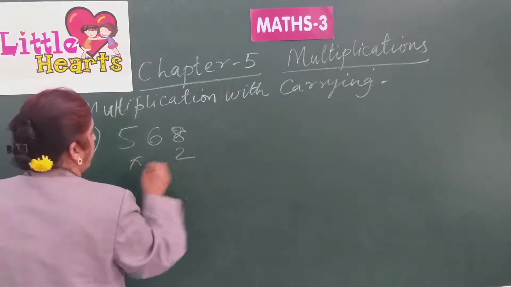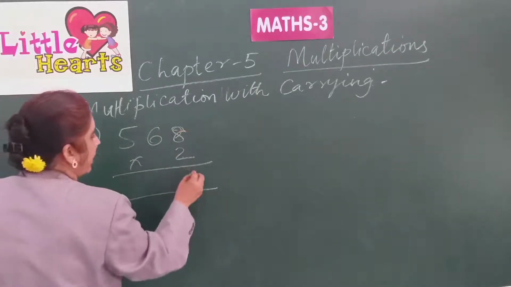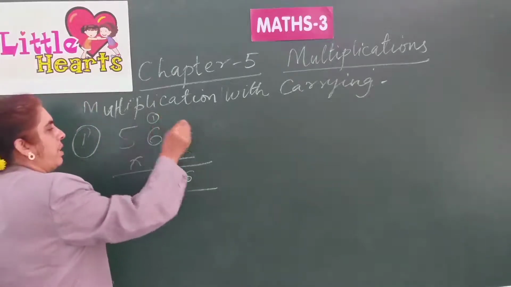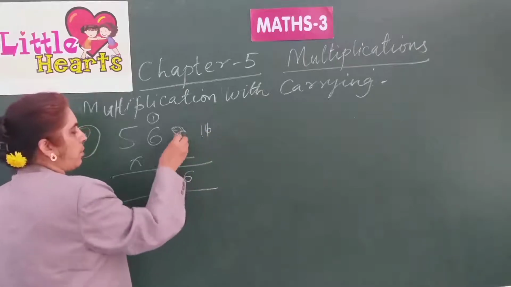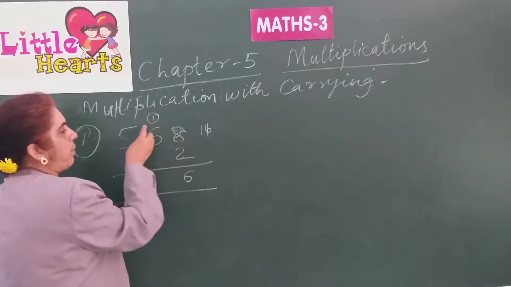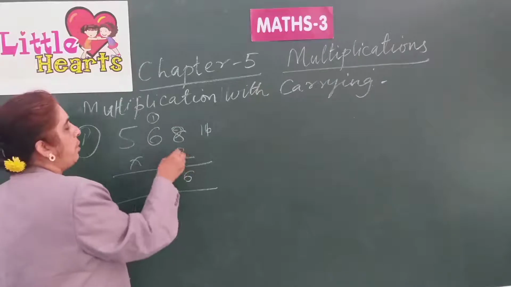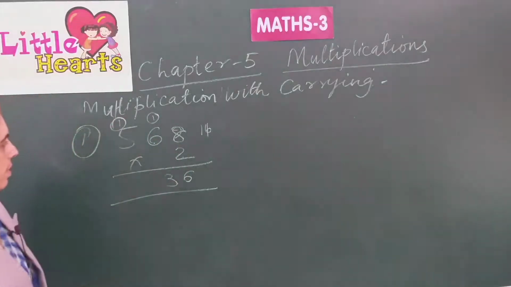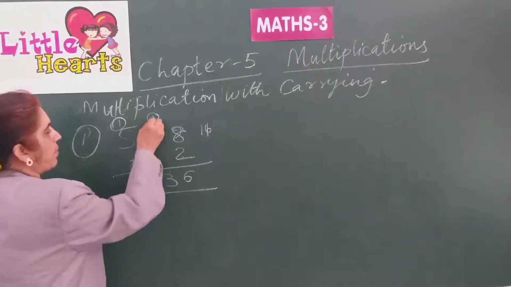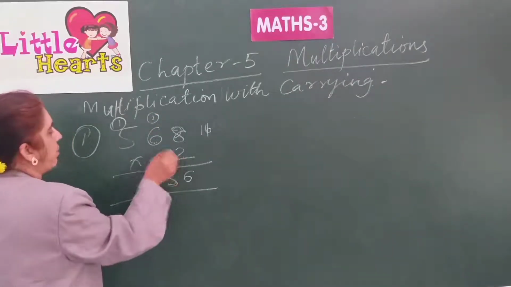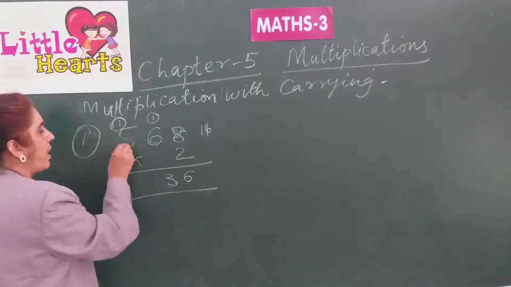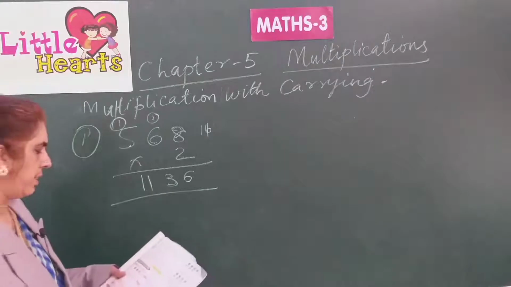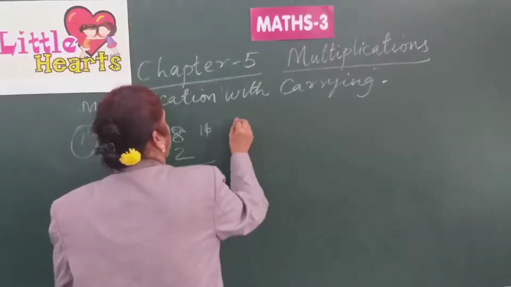568 into 2. 2 8s are 16. In 16, 1's place should be kept in the 1's place and 10's place should be carried to the 10's place. 2 6s are 12 plus 1, 13. 3 in the 10's place and 1 should be carried to the 100's place. 2 5s are 10 plus 1, 11. 1136 is the answer.